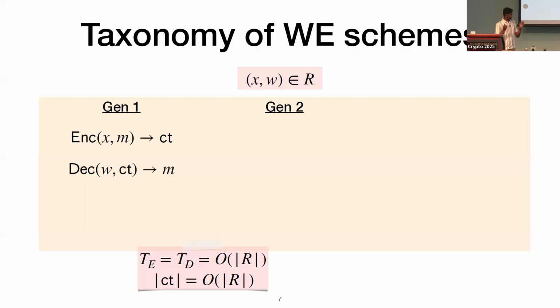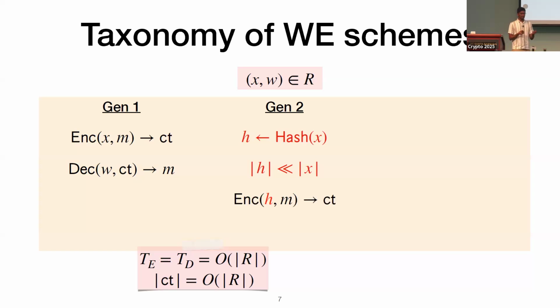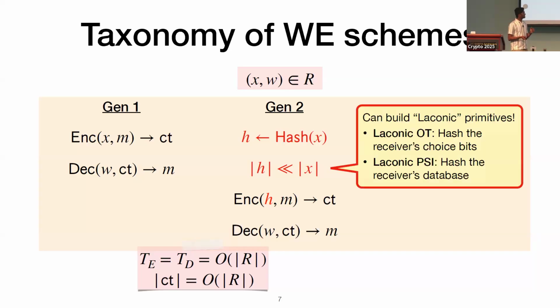In the second generation of witness encryption schemes, something interesting starts to happen: rather than encrypting to the statement, you encrypt to a hash of the statement, which you can think of as a short digest. The nice part is that the encryption algorithm doesn't need to know the entire statement. It only needs to know this little digest H. Let's say to decrypt, you still need the entire witness. But because the encryption algorithm only needs the short version of the statement, it kicked off this entire line of work on laconic cryptography.